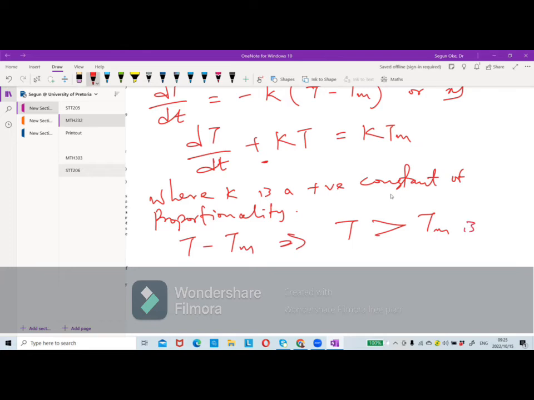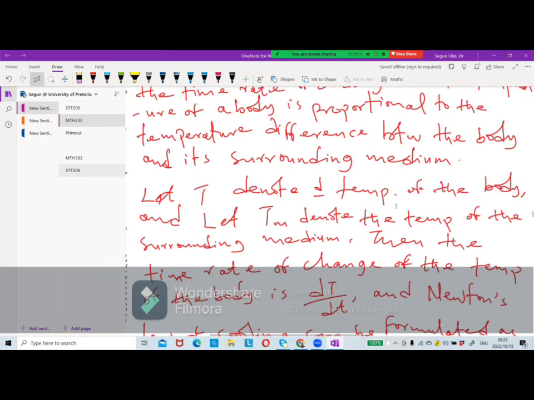Sorry, sir. Excuse me. What did you say Tm is again, sir? Let's check the definition here. Hello, sir. I'm with you. Okay. Tm denotes the temperature of the surrounding medium. Okay. Are you getting it now? Yes, sir.